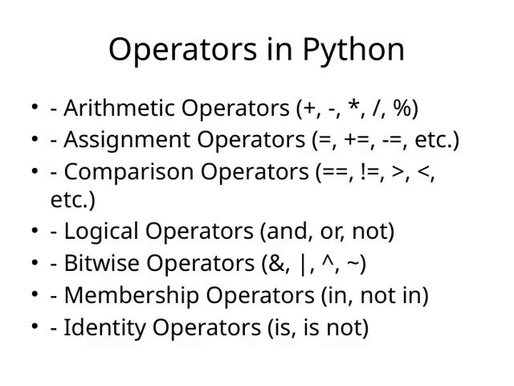Then there are comparison operators such as double equals, and these are key for making decisions in your code, like checking if one value is equal to or greater than another. Moving on to logical operators, these are and, or, and not. They help us combine multiple conditions, enabling more complex decision-making processes.